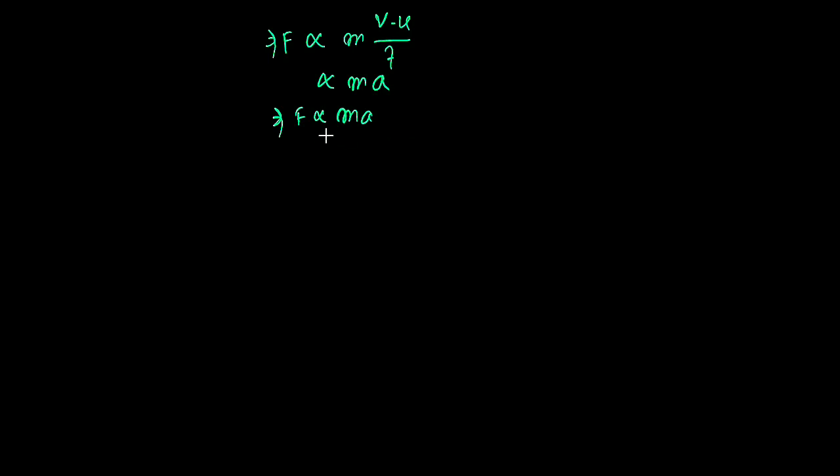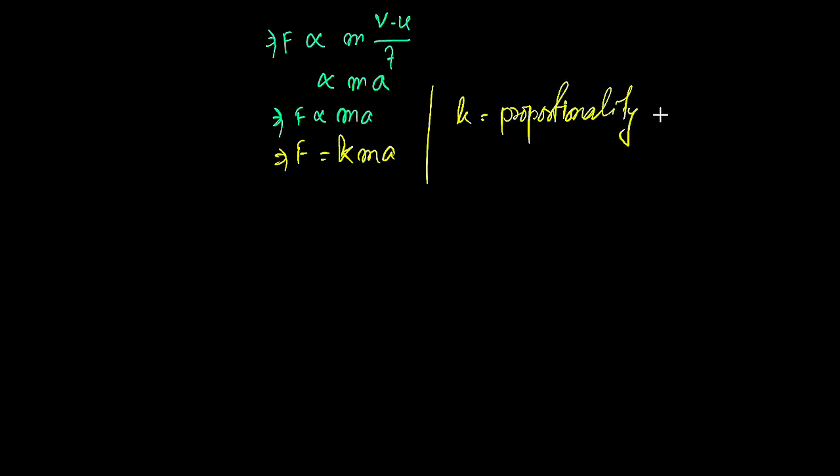Now we have to remove this proportionality sign. To remove it, we add a proportionality constant, represented by small k, so F equals kma. Here small k is the proportionality constant. This is the main fact about the formula. Now we will find the value of k by considering that F is 1 unit of force.